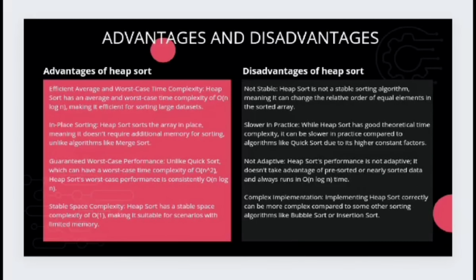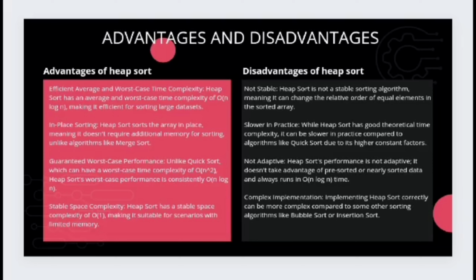Advantages and disadvantages. Advantages of heap sort. Efficient average and worst case time complexity. Heap sort has an average and worst case time complexity of O(n log n), making it efficient for sorting large datasets. In-place sorting. Heap sort sorts the array in place, meaning it doesn't require additional memory for sorting, unlike algorithms like merge sort.